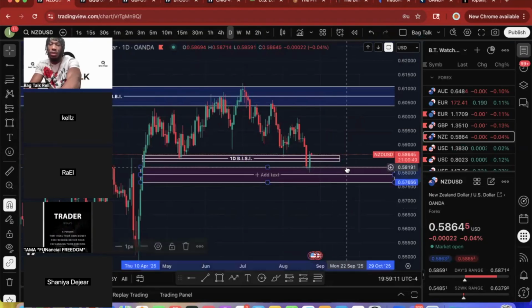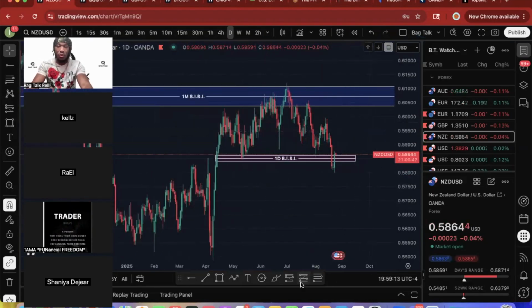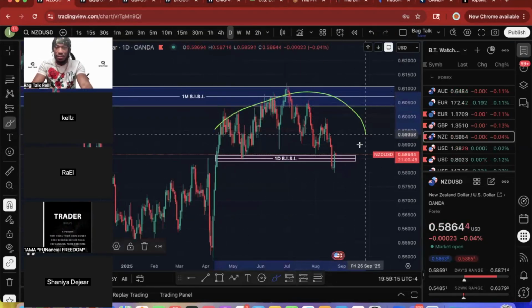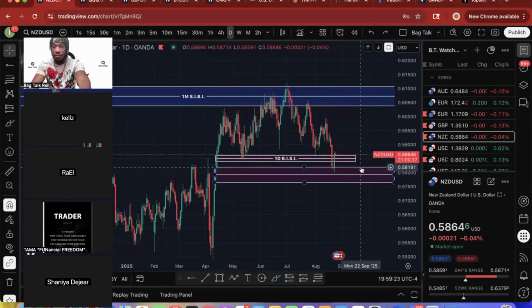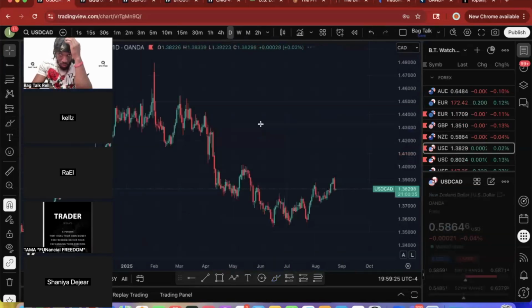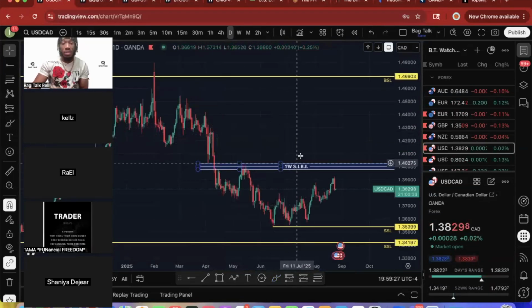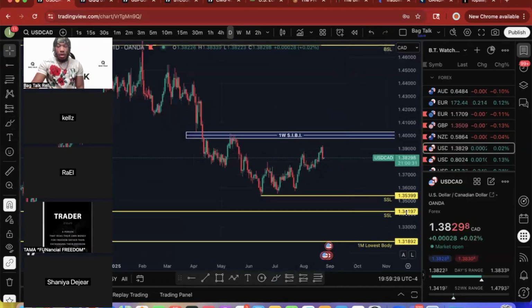Either way, I told you I would stay out of this price action because y'all know I don't like to trade inside of chop, right? Don't like it. So being that we're coming right back into the chop, I'm not a fan of trading this still. All right, so that's that. We almost done with Forex. We got USD CAD right here.